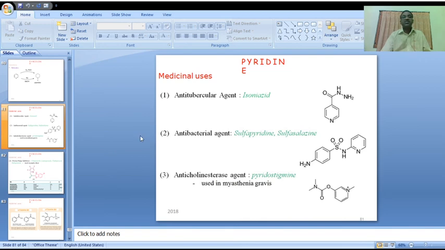And next, it is used as an antibacterial agent for the preparation of these drugs. Please observe, sulfapyridine and sulfasalazine. In this compound, it contains a pyridine cyclic ring. And the next one, an anticholinesterase agent, pyridostigmine, used in Myasthenia gravis. In this compound, it contains a pyridine six-membered cyclic ring.